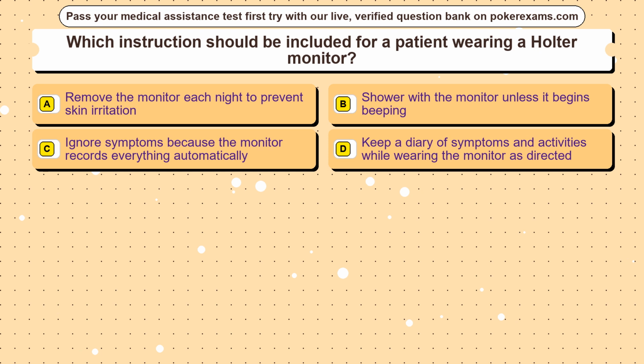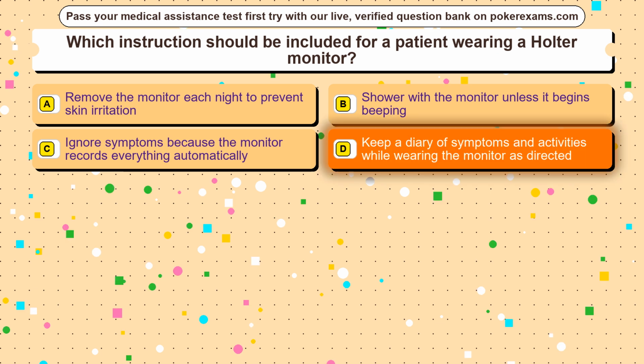Question 71. Which instruction should be included for a patient wearing a Holter monitor? Option A. Remove the monitor each night to prevent skin irritation. Option B. Shower with the monitor unless it begins beeping. Option C. Ignore symptoms because the monitor records everything automatically. Option D. Keep a diary of symptoms and activities while wearing the monitor as directed.